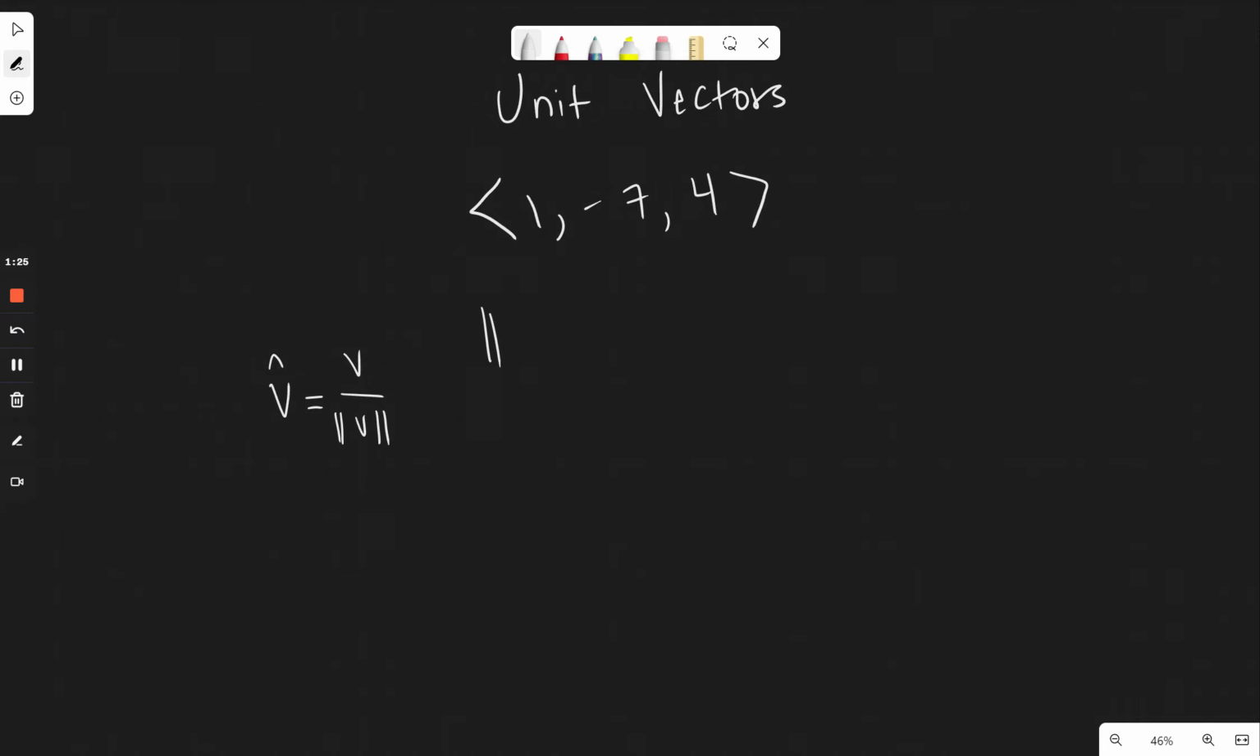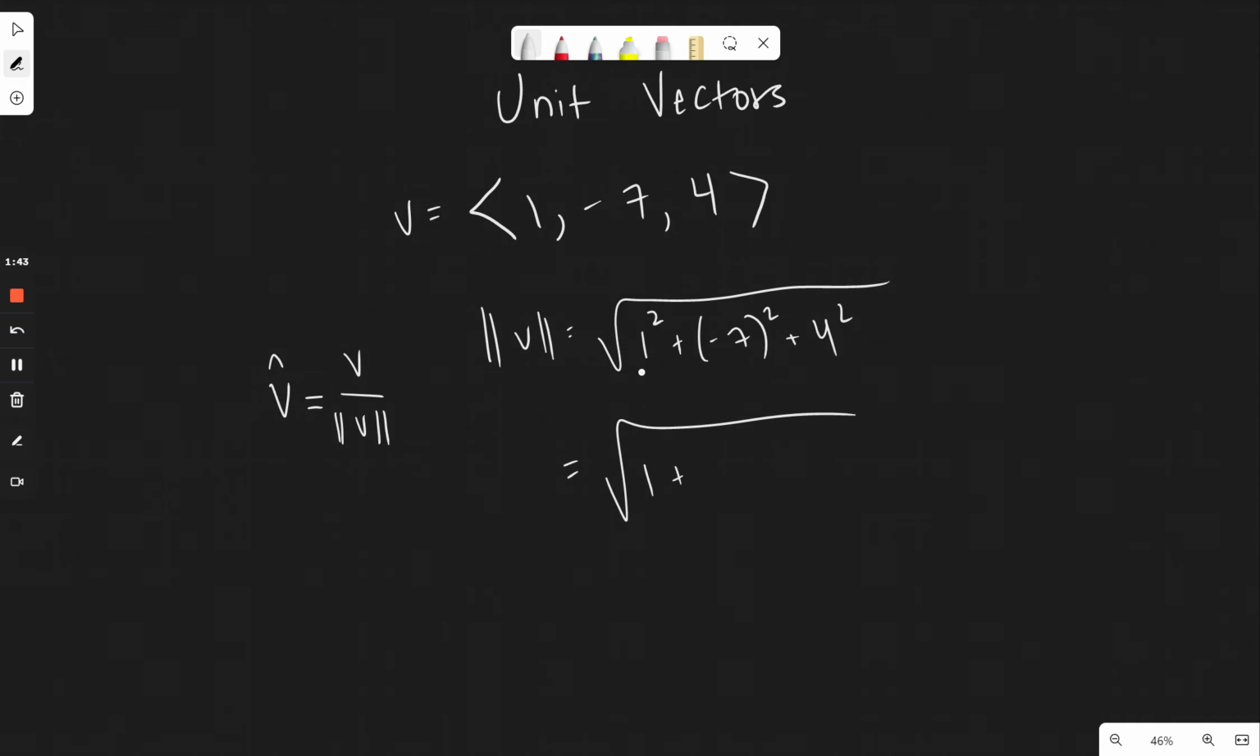So the magnitude of v is going to be the square root of 1 squared plus negative 7 squared plus 4 squared, which is the square root of 1 plus 49 plus 16. So that is the square root of 66. And I don't know if this can be simplified because I honestly just picked random numbers. So this is 33 times 2, which is 11 times 3 times 2. So nope, it can't be simplified. So the magnitude is just the square root of 66.